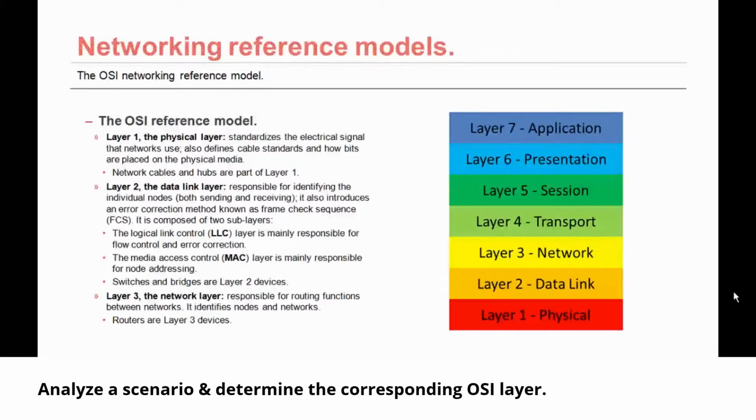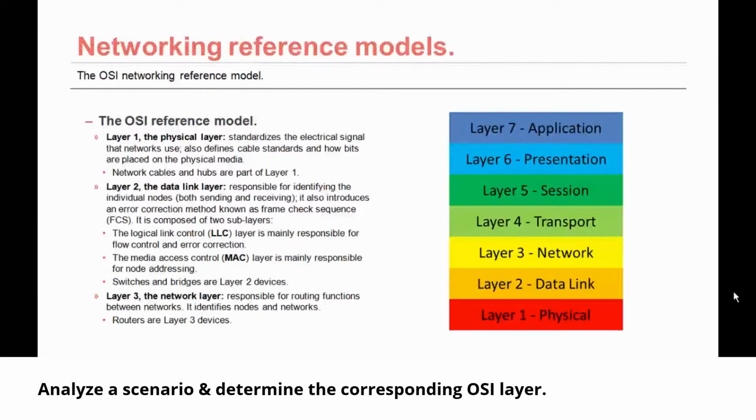Layer 1 is also called the physical layer. It standardizes the electrical signals that networks use. It also defines cable standards and how the bits of data are placed on the physical media. Network cables and hubs are part of Layer 1 of the OSI model.